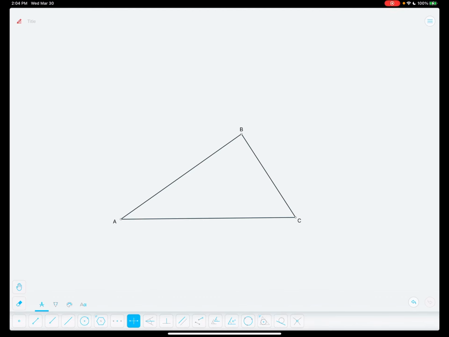So this is a brief overview of the circumcenter. The circumcenter is essentially going to be the intersection on my triangle of the three perpendicular bisectors. So over here, this is my first perpendicular bisector.